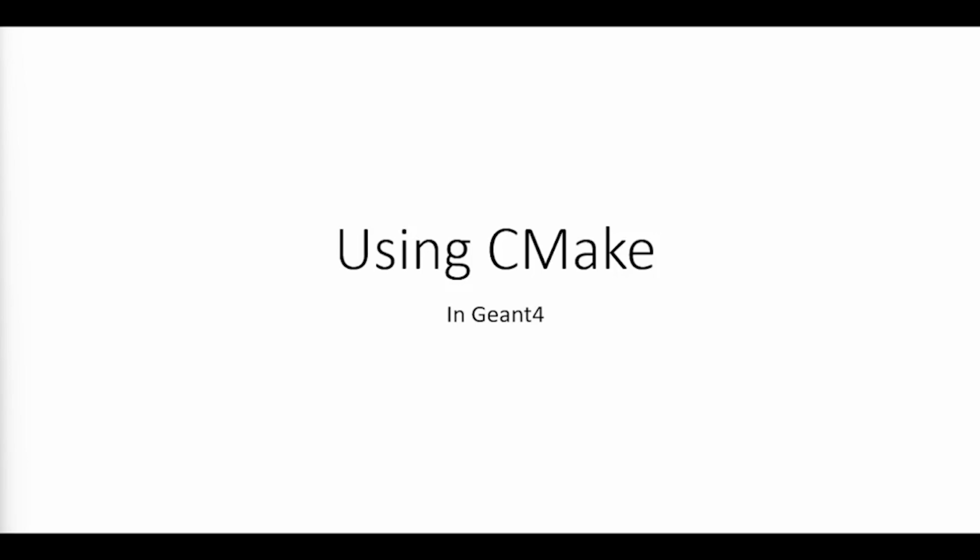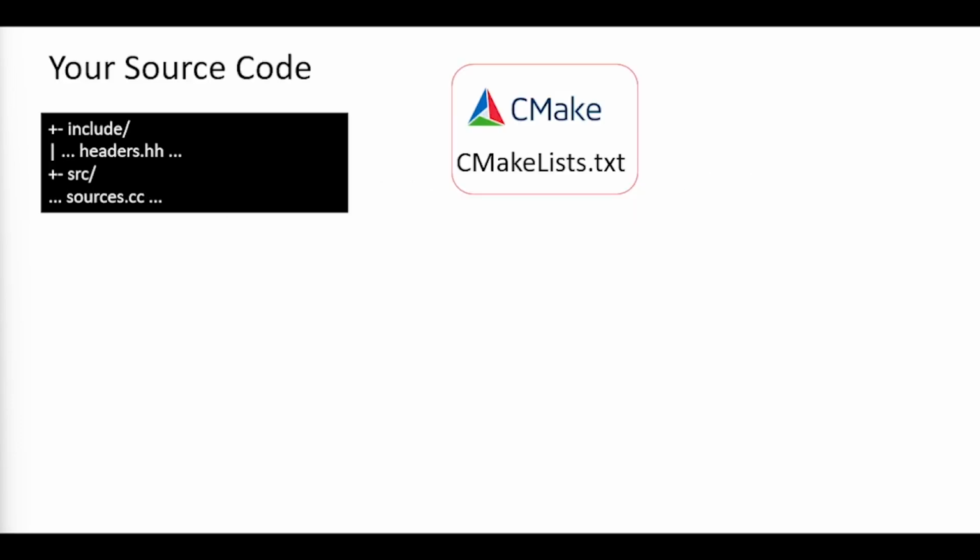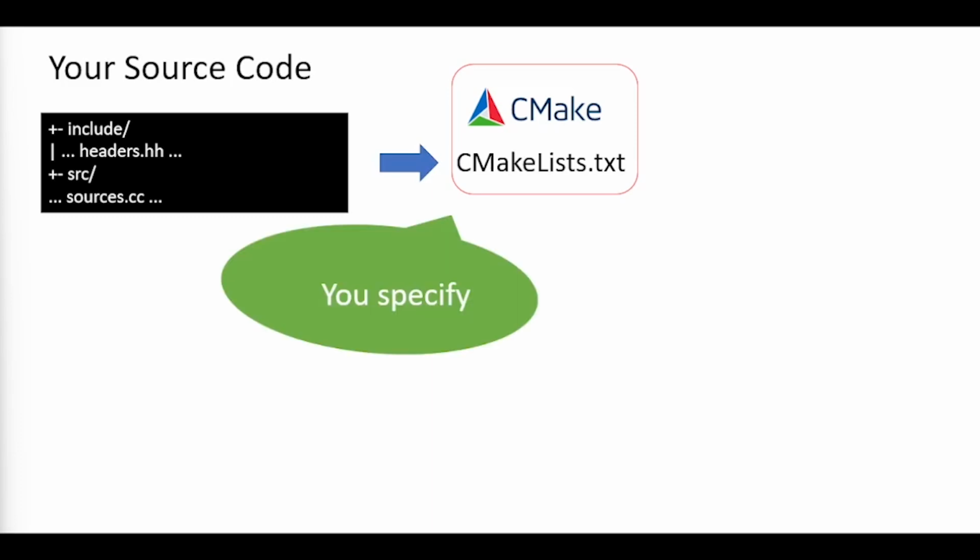Today we're gonna look at the function of CMake in Geant4. So what does CMake do? Well, you have your source code in the root directory inside the include folder and the src folder. Now what CMake will do is what you tell it to do. So you specify what CMake does.